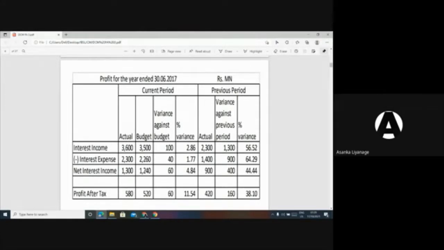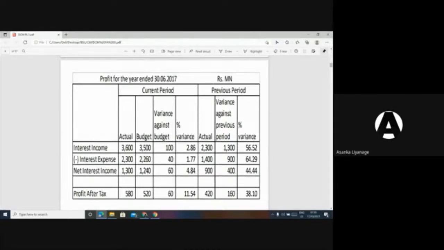Previous period, in the sense, this is 2016 figures. You have 2016 actual, it was 2,300, whereas 2017 the actual is 3,600. If you take the difference, there is a difference of 1,300. That is, your interest income has increased 56% against the previous year figures.